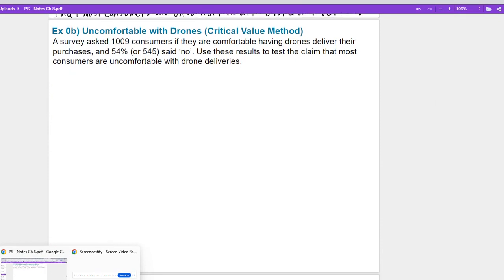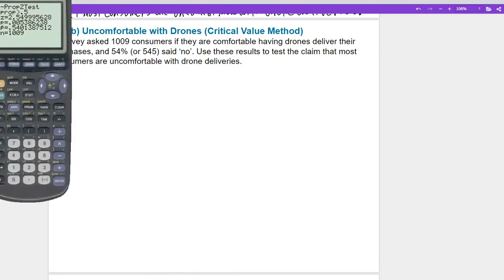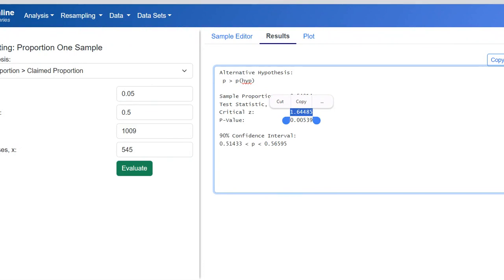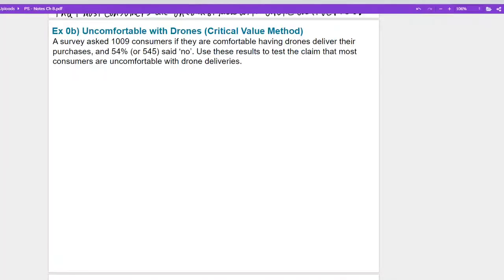Example 0b is the exact same thing, but this time it says the critical value method. The critical value method, let's see. I guess it's easier looking at StatDisk because StatDisk gives me that critical value right there. So remember what we're talking about when we see that it's talking about most consumers, and we know that it's greater than 0.5, and we know that this picture is right-tailed.